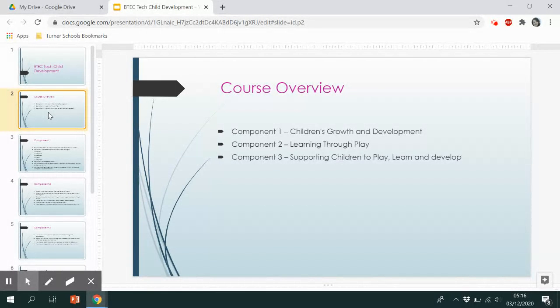The weighting of the units is 30% for component 1, 30% for component 2, 40% for component 3. That's a 60% weighting on coursework, 40% on examination.